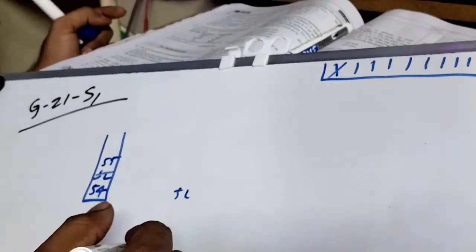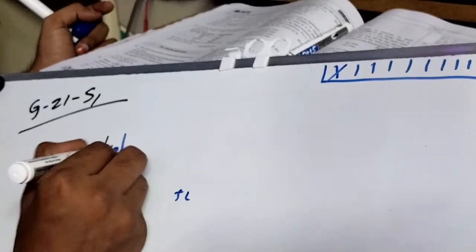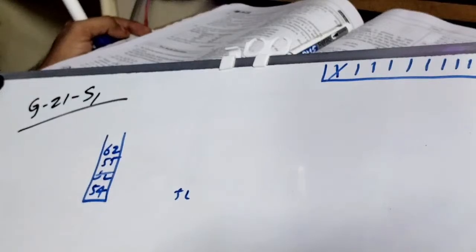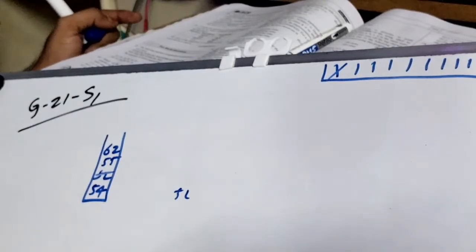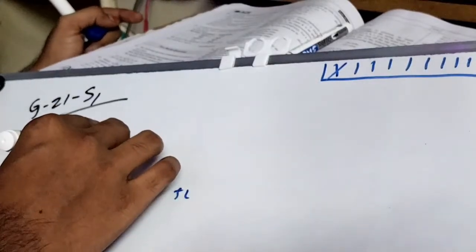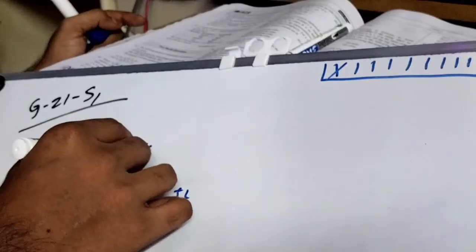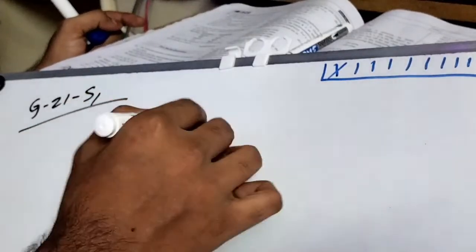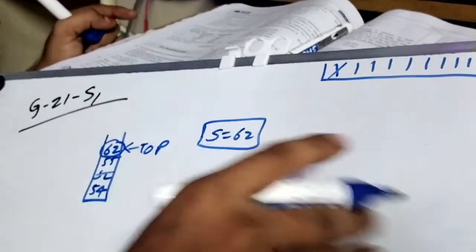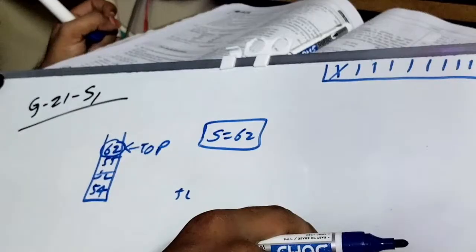And then push 62. They give S equals pop of the stack. The top of the stack is called the top, so the top of the stack gives S equals 62 here. And then consider the following sequence of operations on an empty queue.